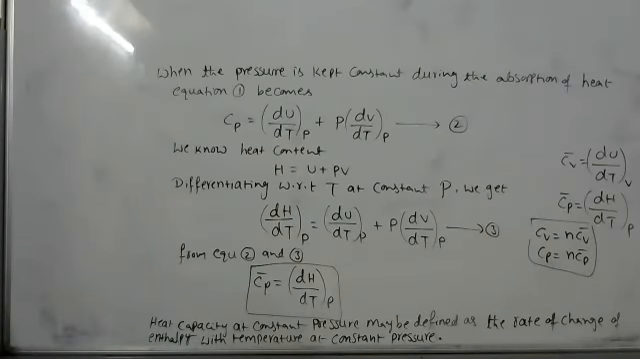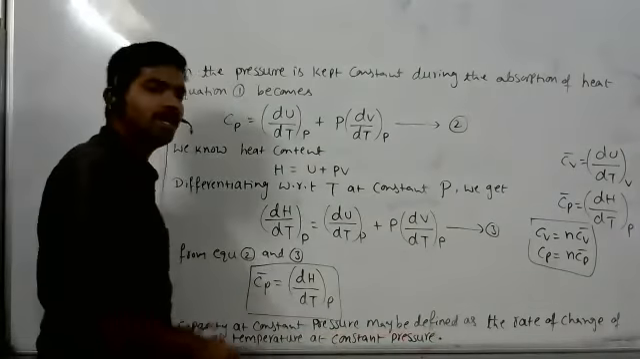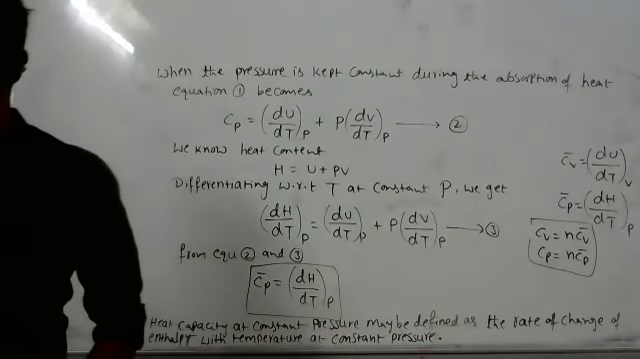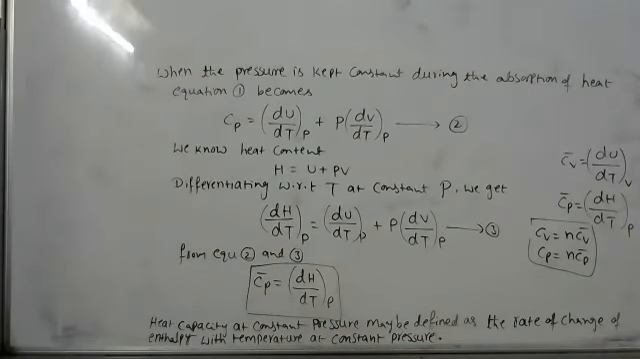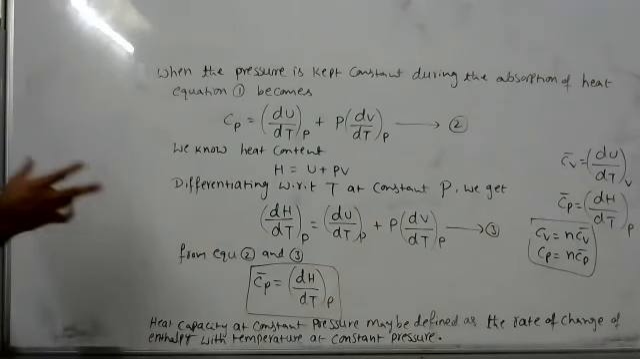Why have you written Cv bar and Cp bar? That is just a notation, to differentiate between 1 mole of substance and n moles of substance; we are just differentiating with a bar.